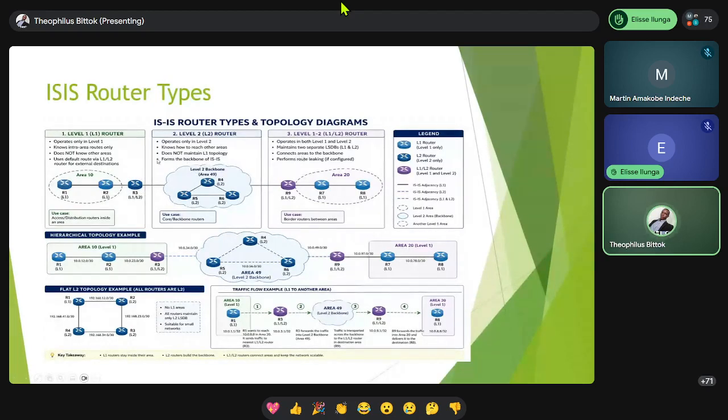Another situation where you could implement the overload bit is when, let's say, for example, the CPU is overutilized at R3.